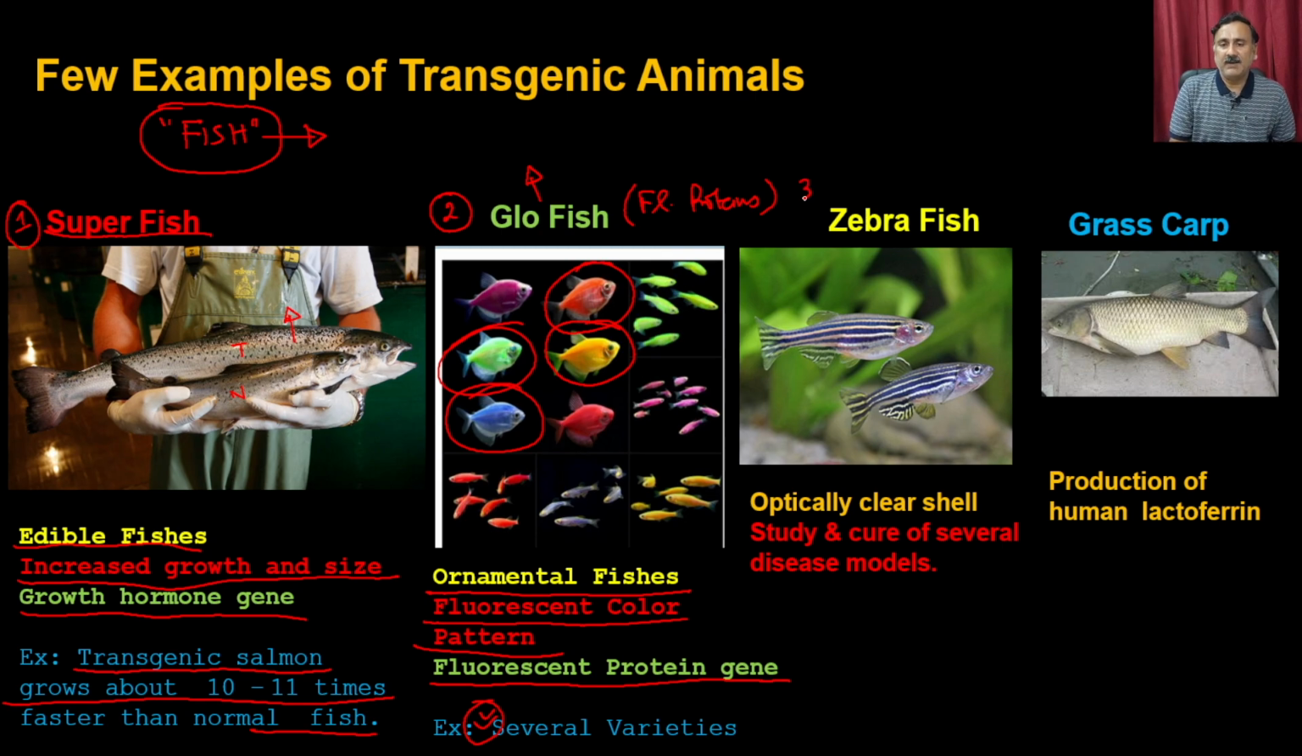Then we also have the zebra fishes. Zebra fishes have an optically clear shell, and they are used for the study and cure of different disease models, and glow zebra fishes are also sometimes used in the aquarium. That is the advantage of having a zebra fish. Then we also have the grass carp. This is a transgenic grass carp where you are putting in the human lactoferrin gene. It is going to give you lactoferrin production, and that is going to give you the milk proteins.